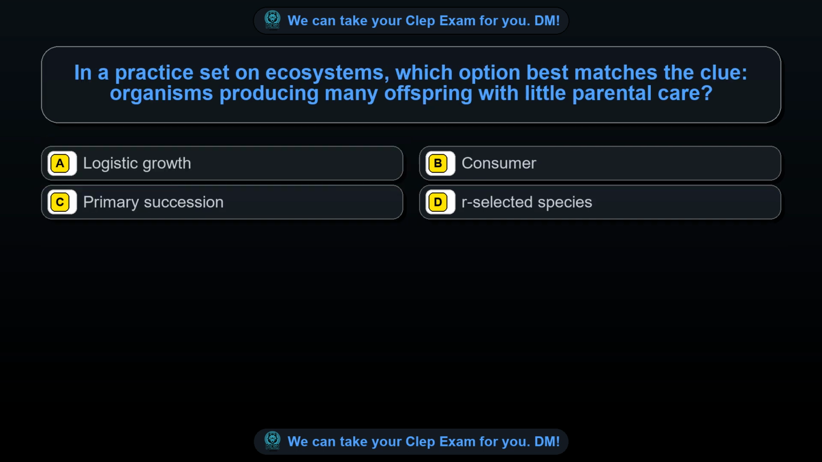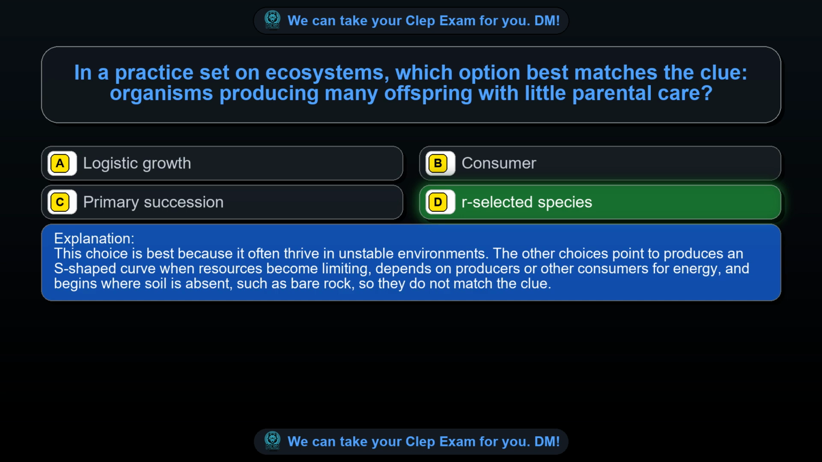Question 42. In a practice set on ecosystems, which option best matches the clue organisms producing many offspring with little parental care? Option A, logistic growth. Option B, consumer. Option C, primary succession. Option D, r-selected species. The correct answer is option D, r-selected species. This choice is best because they often thrive in unstable environments. The other choices point to produces an S-shaped curve when resources become limiting, depends on producers or other consumers for energy, and begins where soil is absent, such as bare rock, so they do not match the clue.